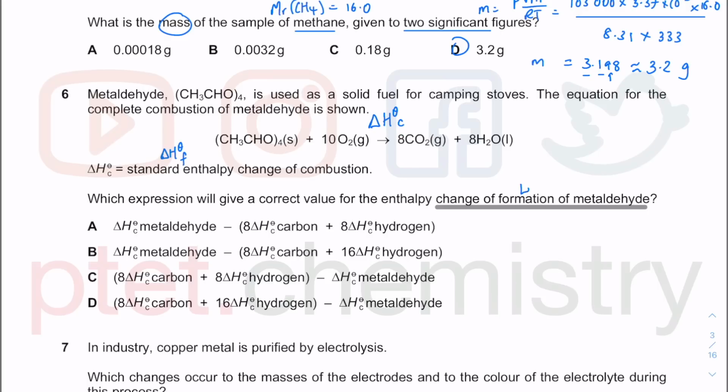So let this enthalpy of formation of metaldehyde be X. This is the enthalpy change when we form 1 mole of the substance from its elements in the standard states under standard conditions.